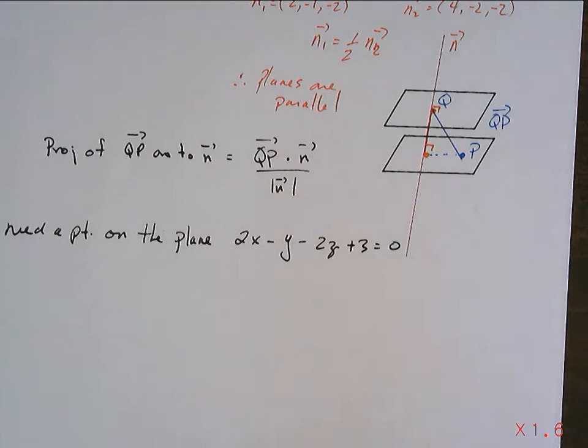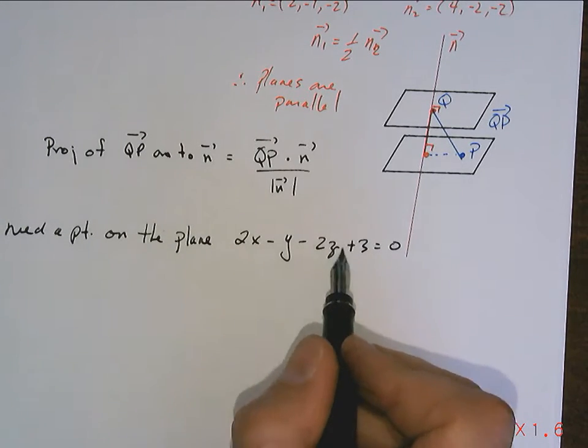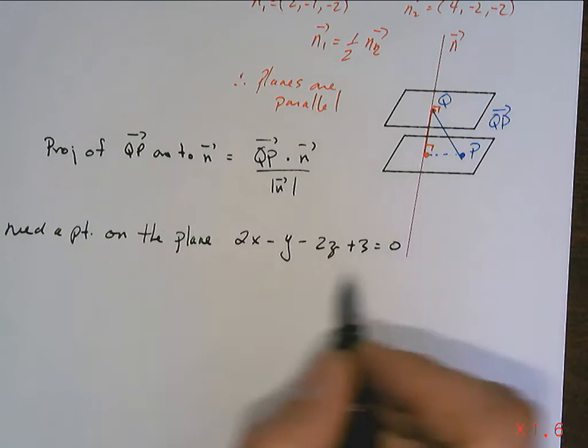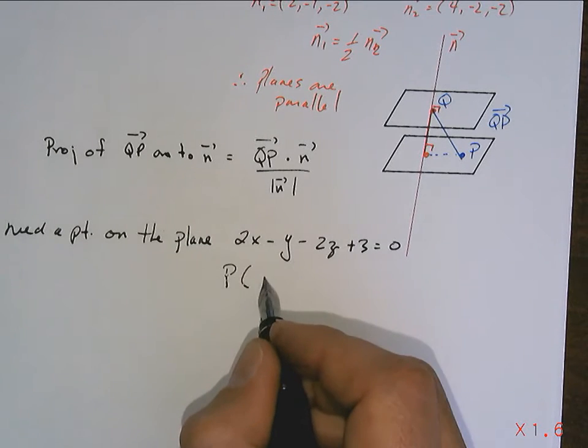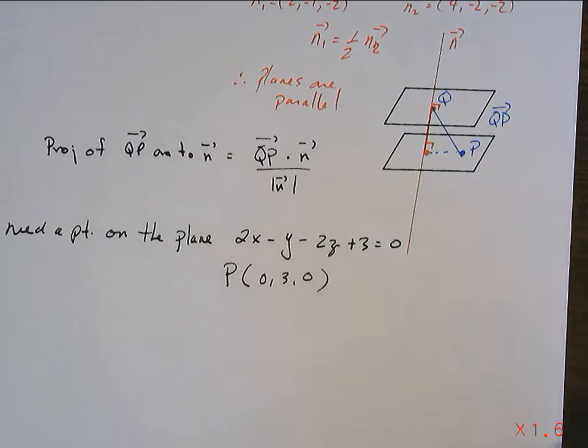I need a point on there. Any point will do that works. So I'm thinking 0, 3, 0. That's not always going to work, but hey, I'm going to use it as long as I can. So P is going to be 0, 3, 0, because it satisfies the equation.